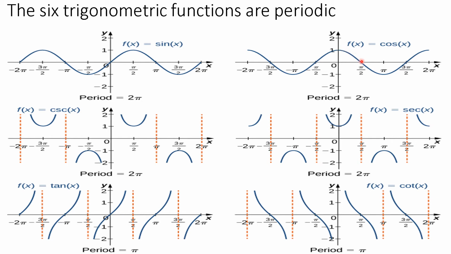As x increases from pi by 2 to pi, y decreases from 0 to -1. As x increases from pi to 3 pi by 2, here y increases from -1 to 0. As x increases from 3 pi by 2 to 2 pi, y increases from 0 to 1.